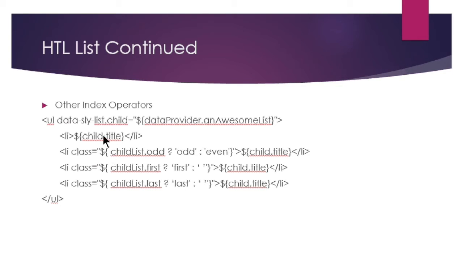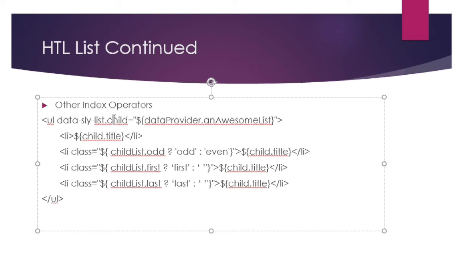But you also have other things you can do, like child list dot odd. So every odd element, it'll display something. Then child list dot first will make it so only for the first element on the list, it'll display that. You can do child list dot last, which only when it comes to the last element of the list will display. This is a Sightly thing, so you'll notice that right here I defined each element that is being pulled from the data provider list as just child.